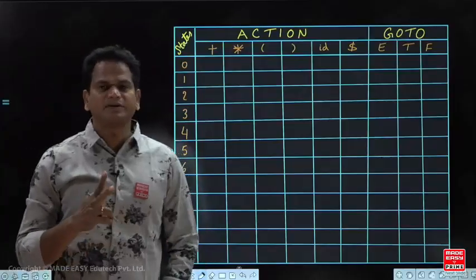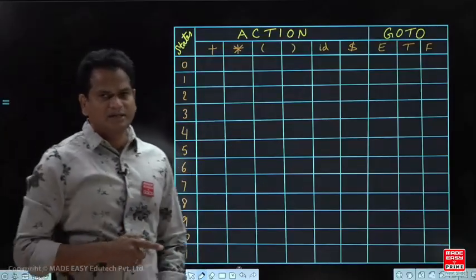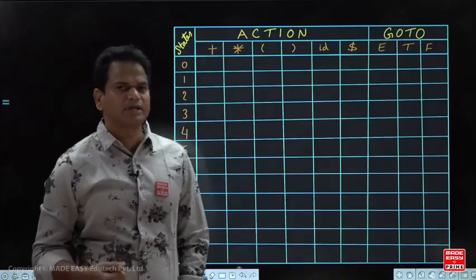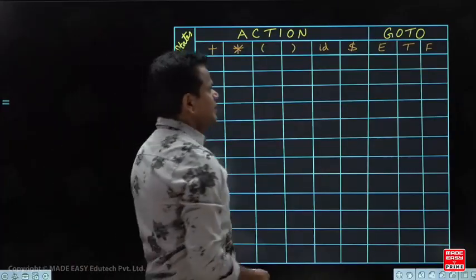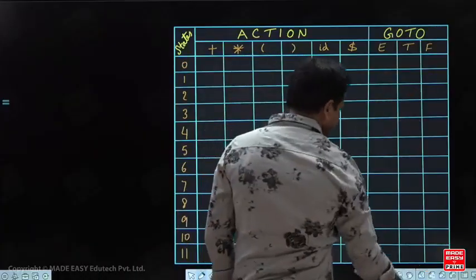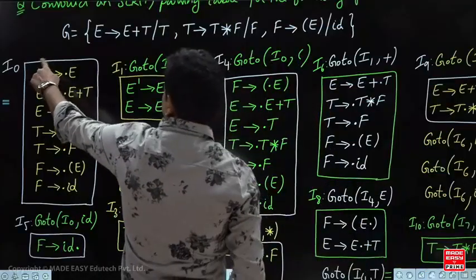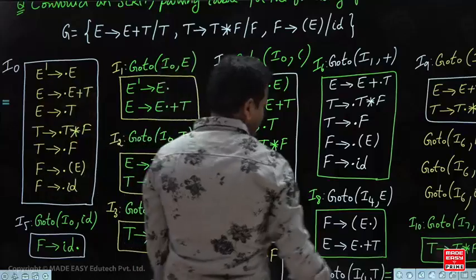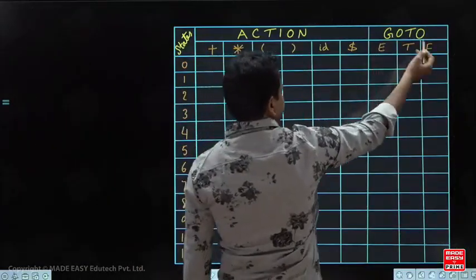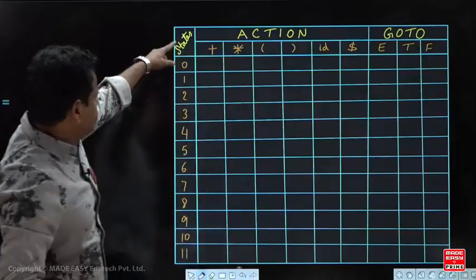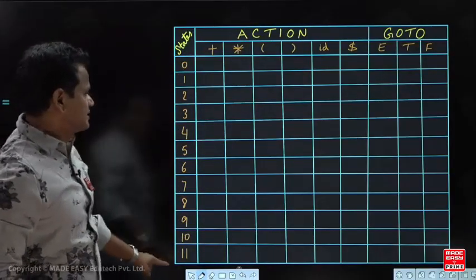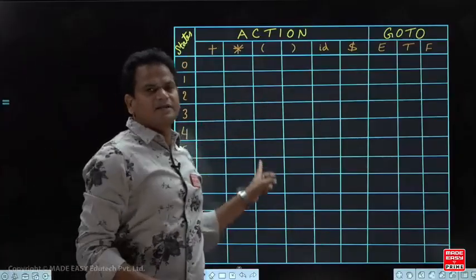So, mainly two parts. The table can be divided into two parts. One is action and the other one is go to. The action part will contain all the terminals excluding epsilon, including dollar, and the go to part will contain all the non-terminals. We don't take the augmented start symbol. We don't take S dash. We don't take E dash. So, excluding that, the remaining non-terminals are E, T, F, and this is the states column. States are 0 to 11, 12 states. So, this is the structure of the SLR(1) parsing table.